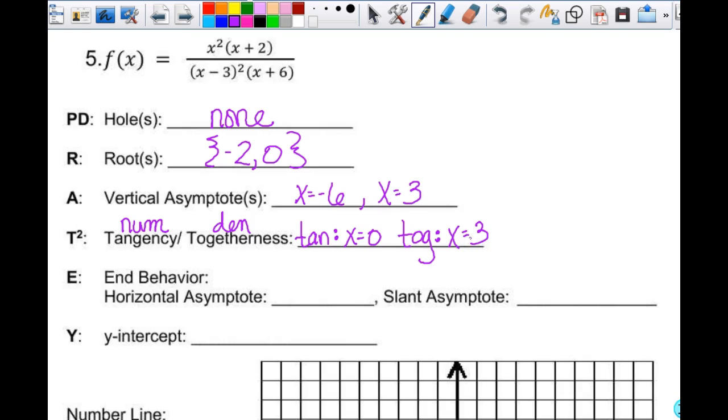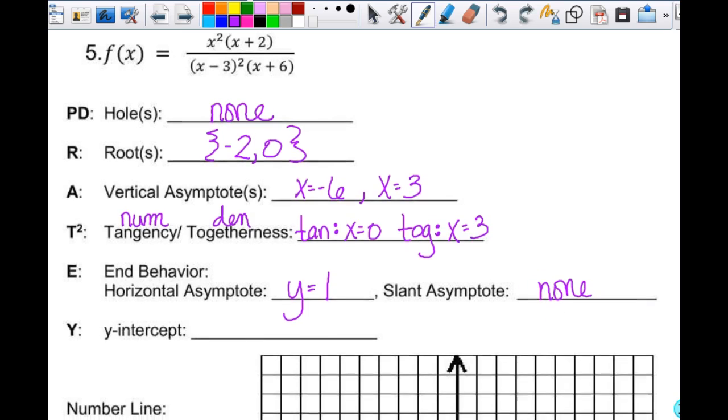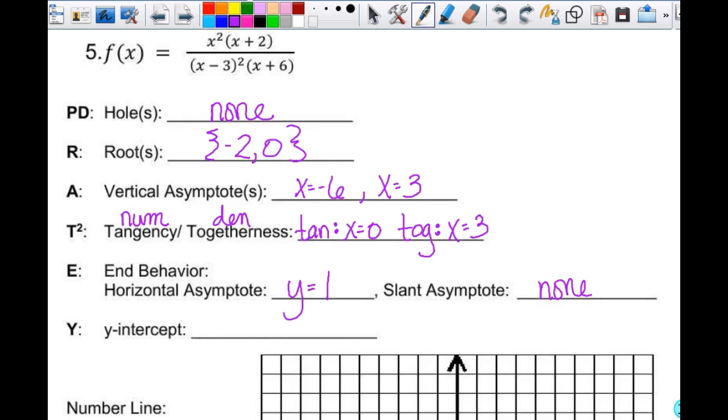Do I have a horizontal asymptote? What's the degree of the numerator? It's tied because the degree of the numerator is a cubic, denominator is a cubic, so my horizontal asymptote is y equals 1. There are no slant asymptotes then because you can't have both. Y-intercept, what's that going to be? 0, 0. Because once you substitute in the 0, that's super simple here.